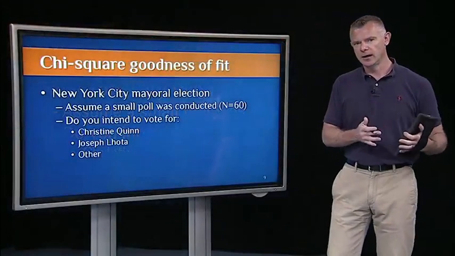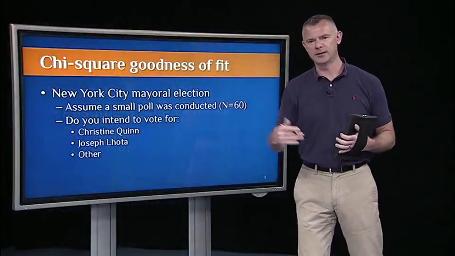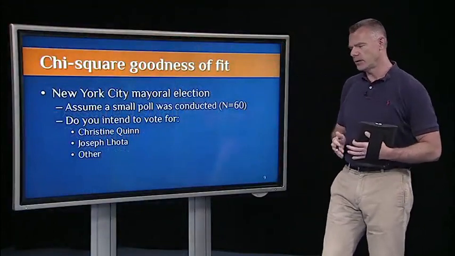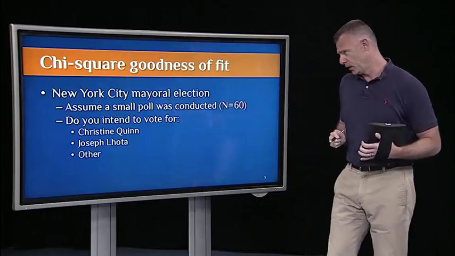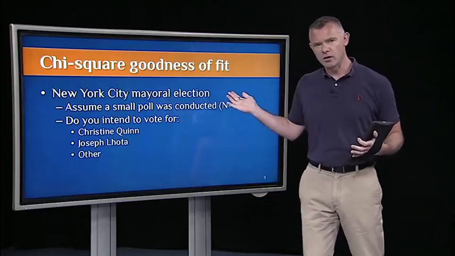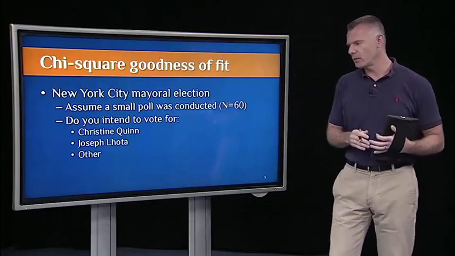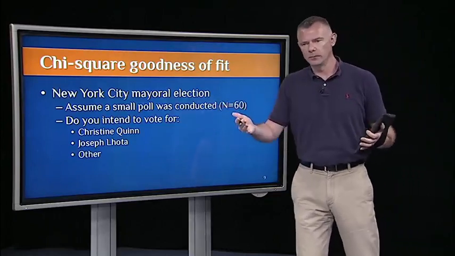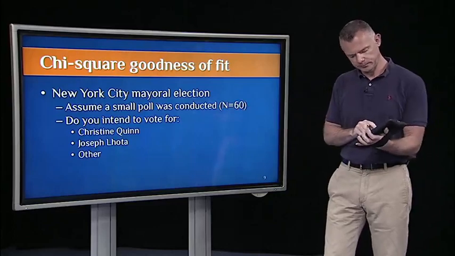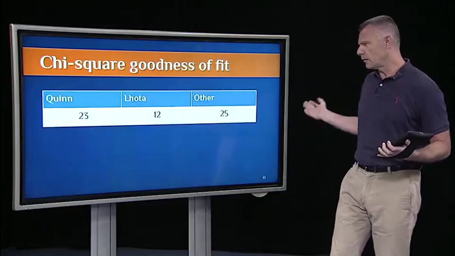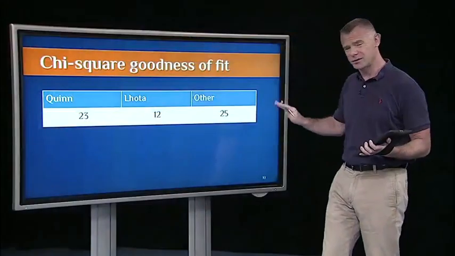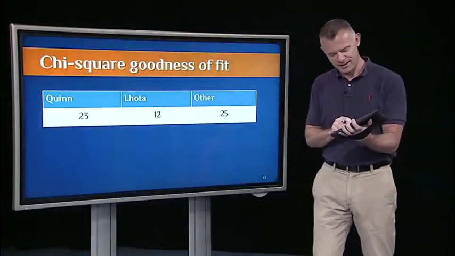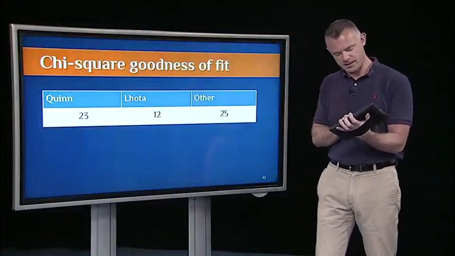It's still early. I'm filming this in August. The election doesn't take place until November. So there are lots of other candidates, and I just put in an other category. Let's assume we asked 60 New Yorkers who are planning to vote this November, who do you intend to vote for? Quinn, Lota, or someone else? And let's assume that we got these results. 23 for Quinn, 12 for Lota, and 25 in the other category, which is about representative right now of what people are thinking in New York.